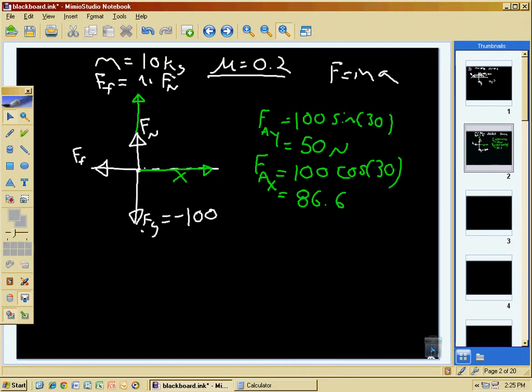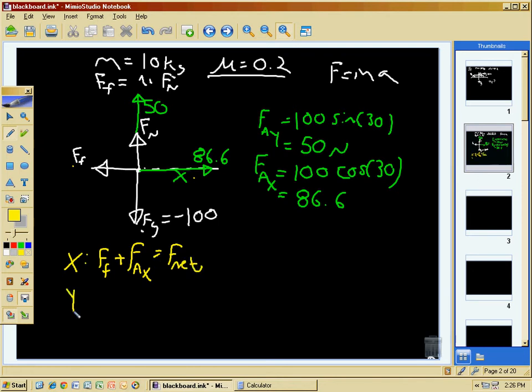We're dealing with this component here. The x component is 86.6, and this force up here is 50. Okay. Now, step 4, draw or write out the equations for each direction. So in the x direction, we have the force of friction and the x component. And because we are accelerating in the x direction, or we think we might be, that's going to equal F net.